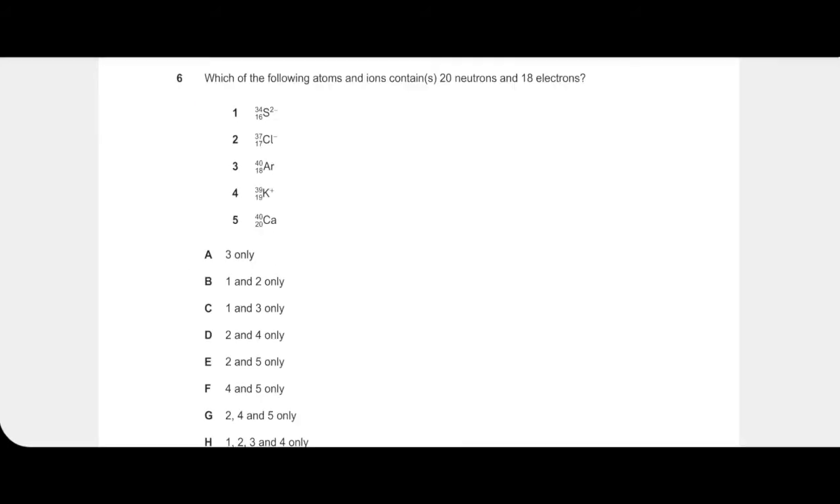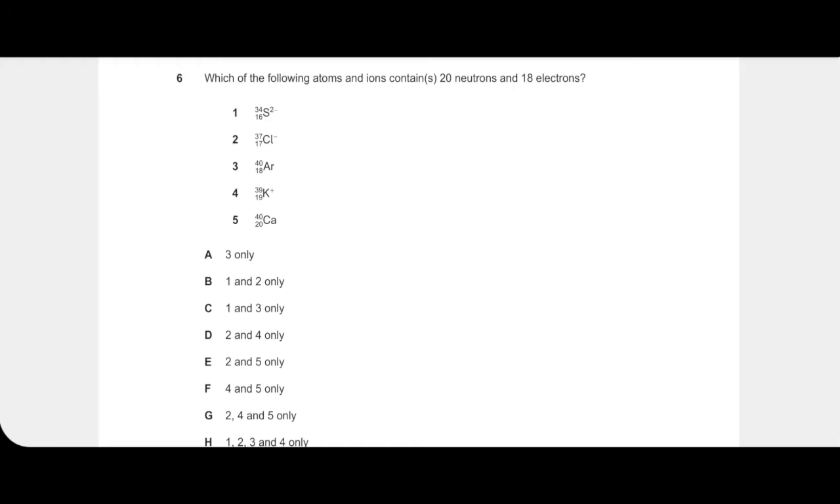Question number six. Which of the following atoms and ions contain 20 neutrons and 18 electrons? This question is basically maths disguised as chemistry. And what you need to know is how to work out the number of electrons and number of neutrons.